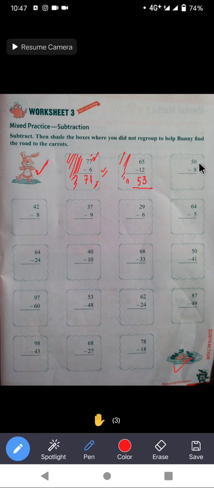Now look at the third one. Here we have to subtract 8 from 50. Let's subtract from the ones place. At ones place the minuend is 0, and here 8. If the minuend is lesser than the subtrahend, then we need to regroup. We can't subtract 8 from 0 here, so in this we need to regroup. At ones place what we have? 0. 1 we have taken from this side, so it will become 10.